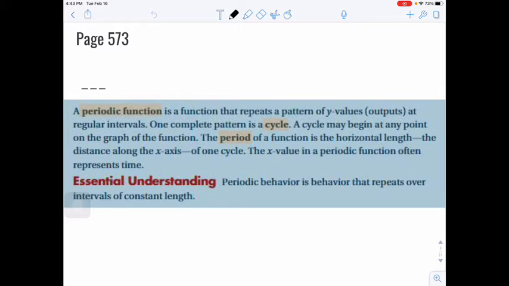regular intervals. One complete pattern is a cycle. A cycle may begin at any point on the graph of the function. The period of a function is the horizontal length, the distance along the x-axis, of one cycle. The x value in a periodic function often represents time. Periodic behavior is behavior that repeats over intervals of constant length.